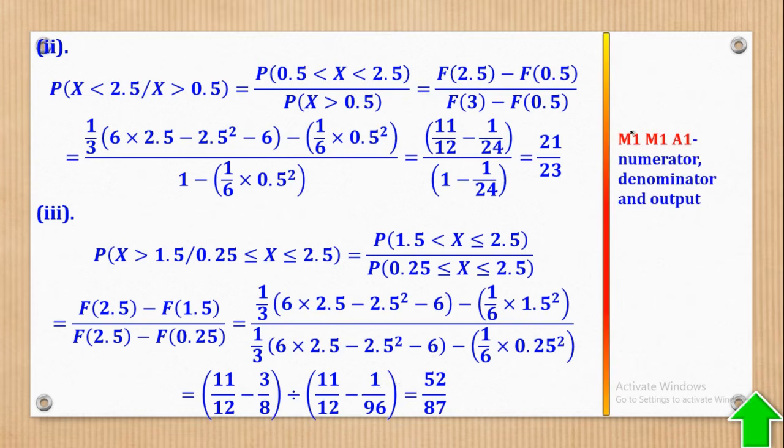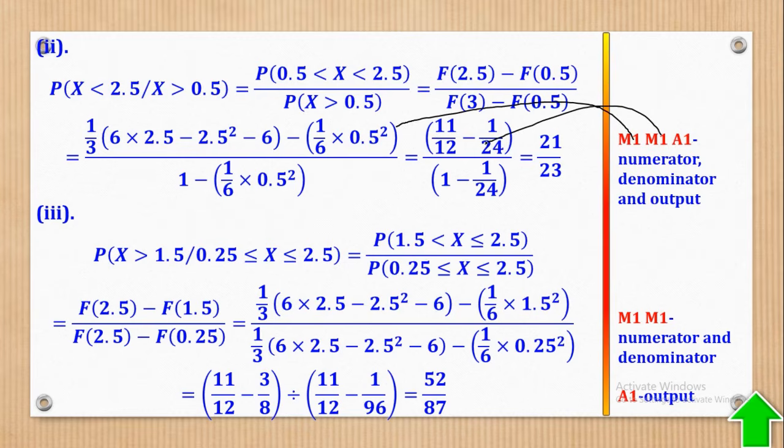Now let's see how marks can be awarded. M1 for the numerator, M1 for the denominator, and A1 for the output. M1 for numerator, M1 for denominator, A1 for output.